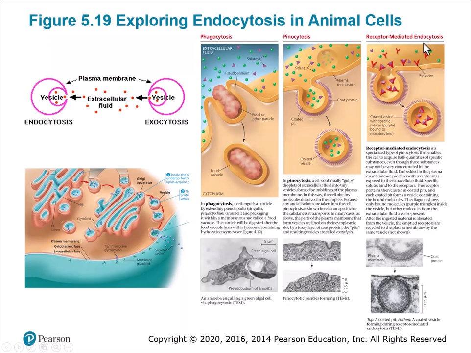You also have receptor-mediated, which is specific because you have to have a specific molecule binding to a receptor on the cell membrane. The binding of that molecule to those receptors, coating the plasma membrane there, will stimulate the formation of a vesicle to bring that molecule into the cell. So that is receptor-mediated endocytosis. So you have exocytosis, and then you have three mechanisms of endocytosis: phago, pino, and receptor-mediated.